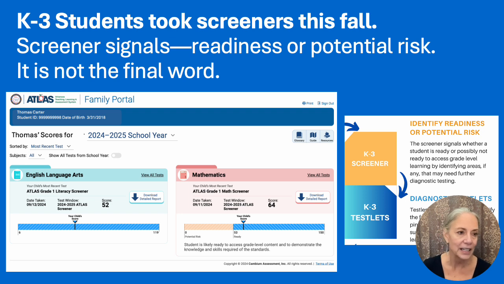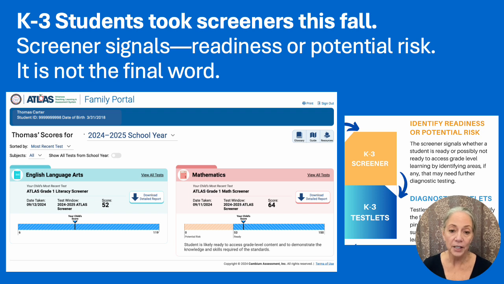I've logged in, and this particular child in English language arts and in mathematics is ready to receive grade level instruction. That doesn't mean that they've completed everything they need to know about their grade level. It means they're ready and don't have missing pieces that might keep them from being successful in the grade this year. As you can see, this is part of that system. We're identifying readiness or potential risk, and then we're using diagnostic testlets to understand.